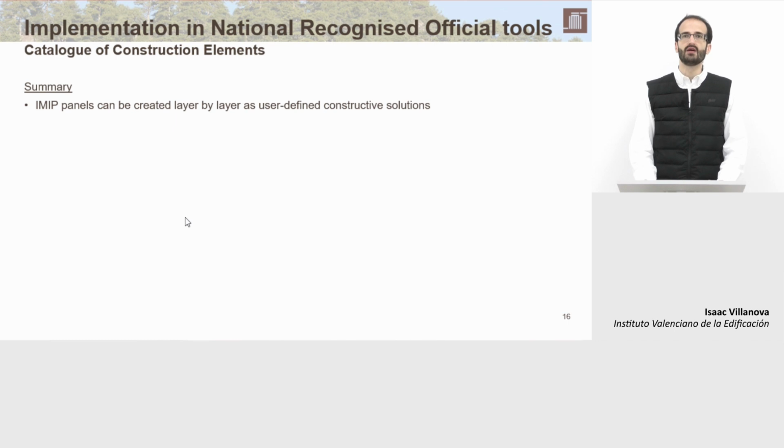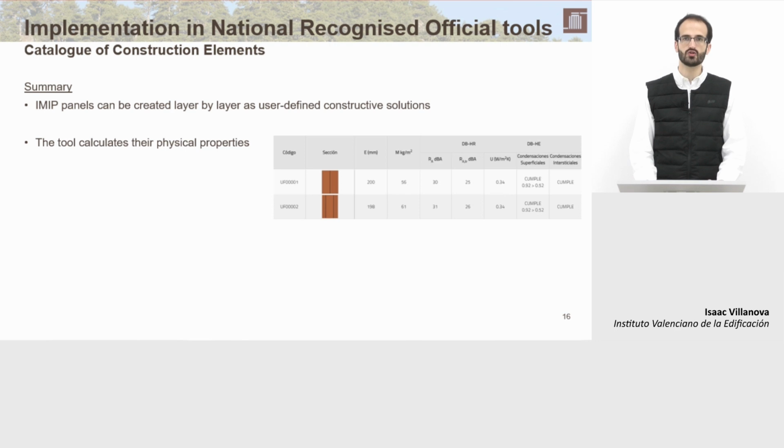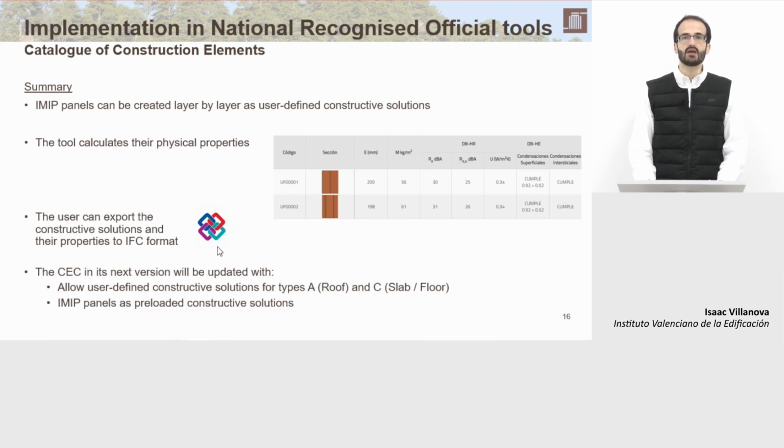So, as a summary, the IMIP panels can be created layer by layer as user-defined constructive solutions. The tool calculates their physical properties, and the user can export the constructive solution and their properties to the IFC format. And the CEC in its next version will be updated, allowing the user-defined constructive solutions for the types A, roof, and C, slabs, floor, and the IMIP panels will be provided also as preloaded constructive solutions.